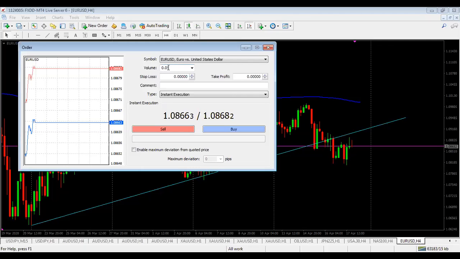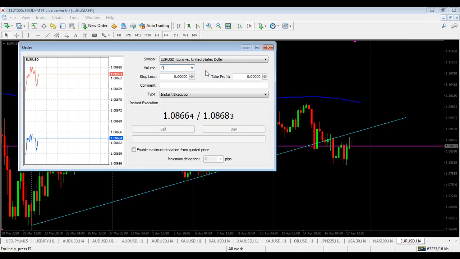It's my contract here. Do you know the different kinds of contract I told you about? Yes, micro, mini, and standard. Okay. So the micro is 10 cent, the mini is $1, and the standard is $10 per pip.